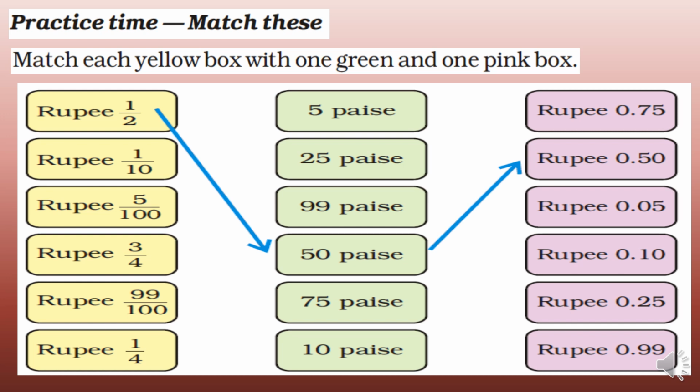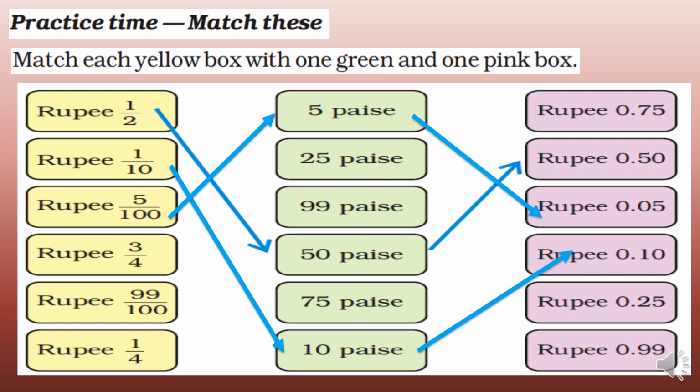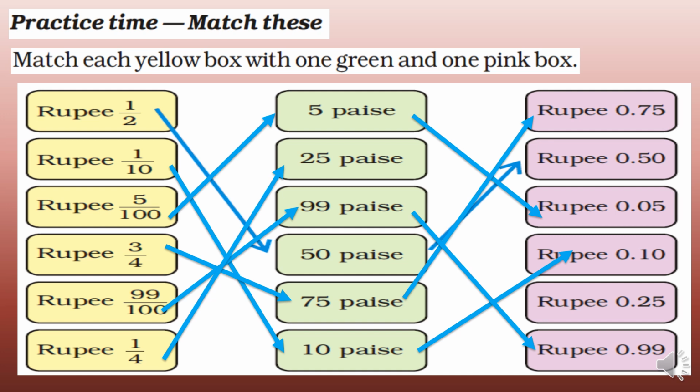Now practice time. Match this. Match each yellow box with 1 green and 1 pink box. So rupee 1 upon 10 is equal to 10 paise, and that is again equal to rupees 0.10. 5 upon 100 will be 5 paise or rupee 0.05. 3 upon 4 is equal to 75 paise or rupee 0.75. Rupee 99 upon 100 is equal to 99 paise or 0.99. 1 upon 4 is equal to 25 paise or 0.25.